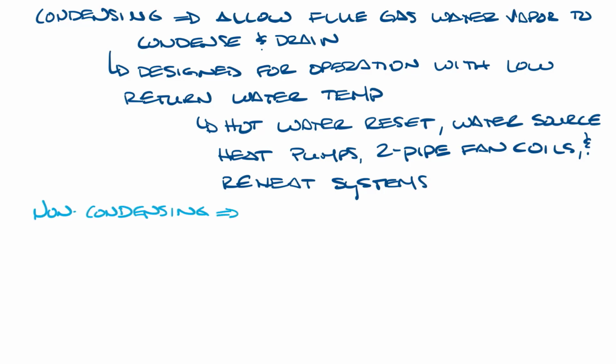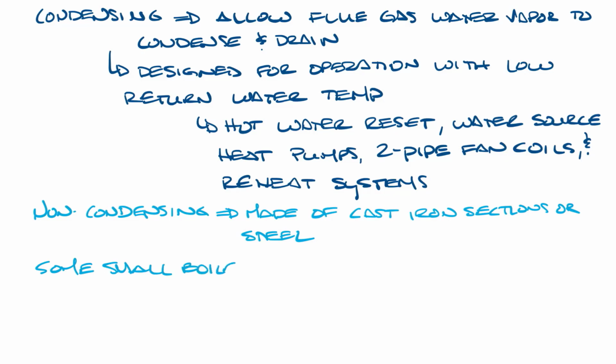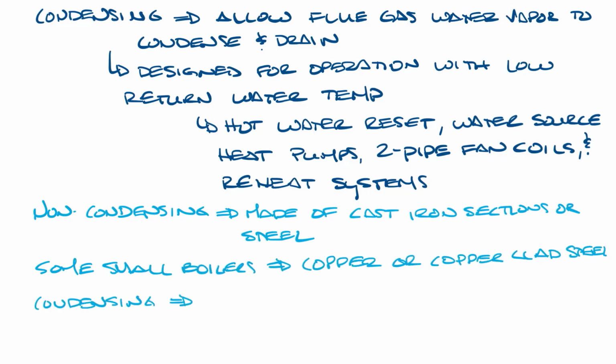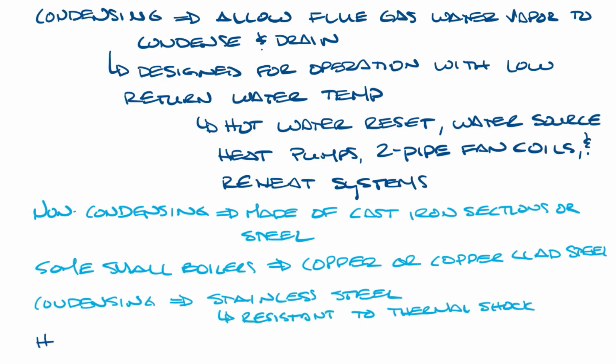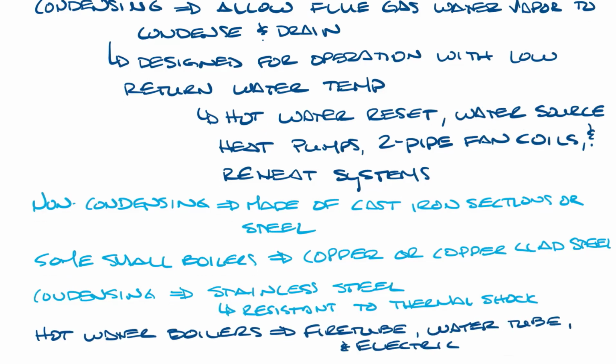Most non-condensing boilers are made of cast iron sections or steel. Some small boilers are made of copper or copper-clad steel, and condensing boilers are usually made of stainless steel. And they are generally resistant to thermal shock. Hot water boilers can be broken down into fire tube, water tube, and electric boilers. So let's make some room and look at that.